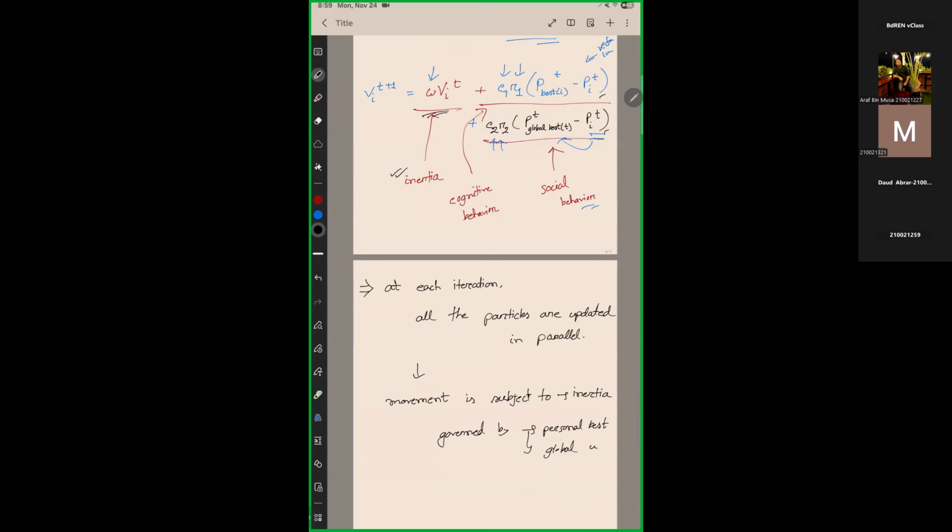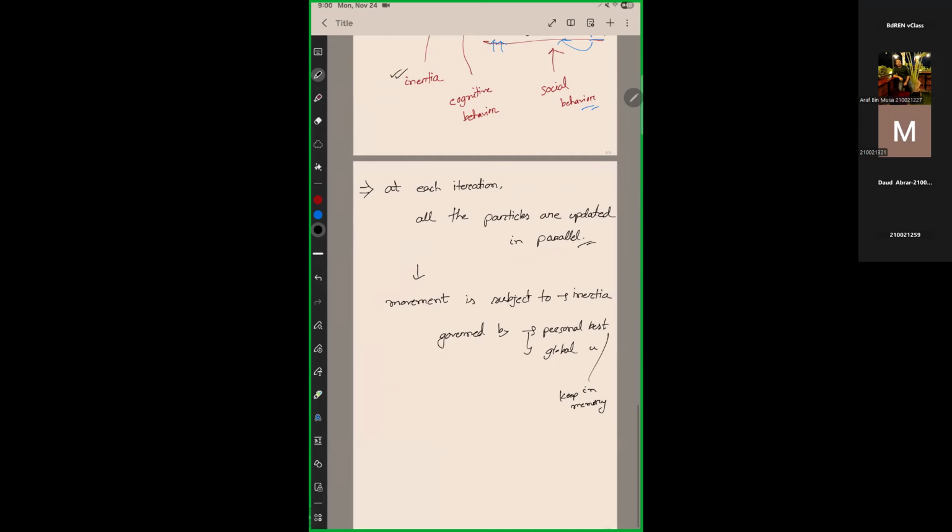One is the personal best that you currently have, and the other is the global best. Once all the particles move in parallel, what is the global best position so far? Because you measure these things at each iteration. You measure it and keep it in memory. What is the personal best so far for a particular particle, and what is the best solution for all the particles? You keep that in memory.